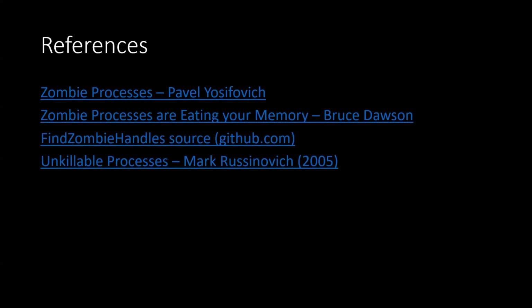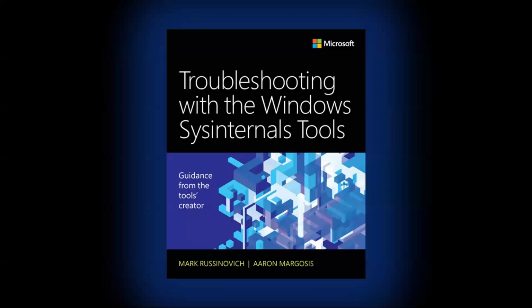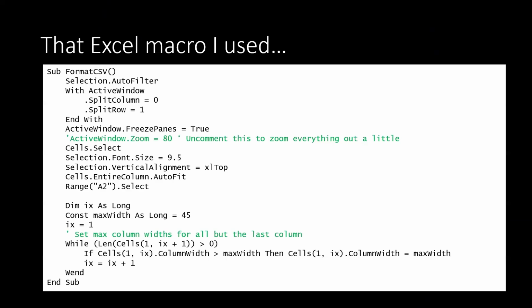And that's it. And I will post the links to these references someplace. You'll find them. This book, I highly, highly recommend this book. It really helps with everything you ever want to do, and it makes a great gift. Oh, and by the way, this is the Excel macro that I used when I was quickly converting all that tab delimited stuff in Excel into sorting, filtering, et cetera.